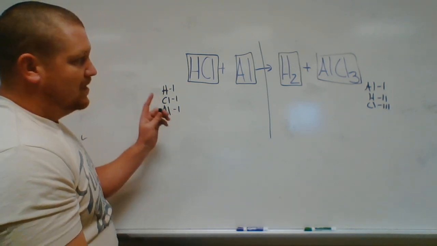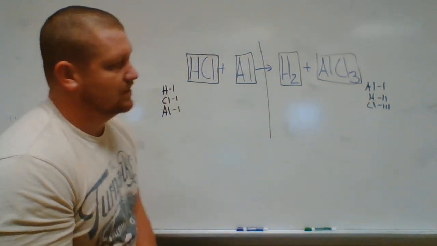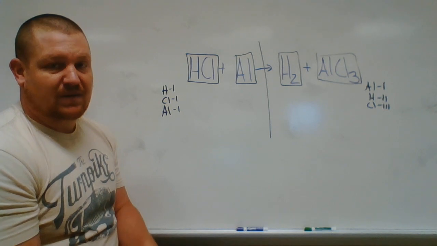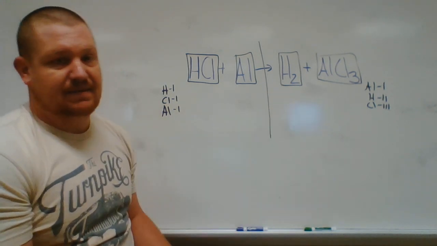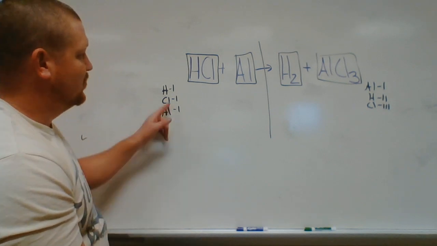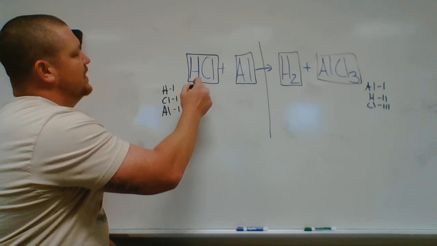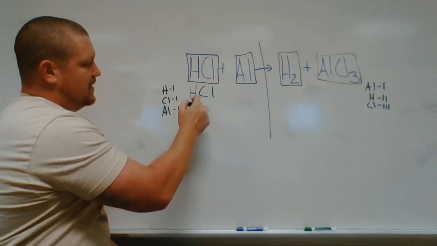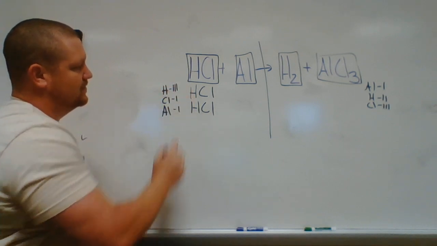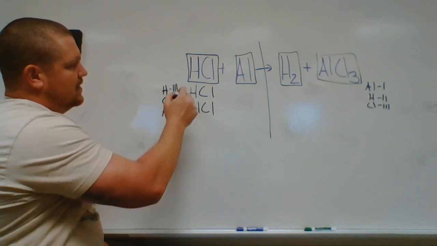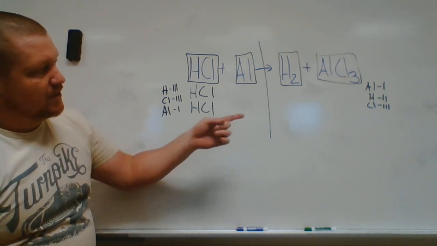So my hydrogens do not balance. I tend to save those for last if I have hydrogen or oxygen, especially if they're by themselves like this. So I'm going to jump down here and do chlorine, where I have 1 and 3. To balance it, I'm going to add 2 hydrochloric acid. By doing that, that gives me 3 hydrogens, 3 chlorines. So now my chlorines match, my aluminums match.